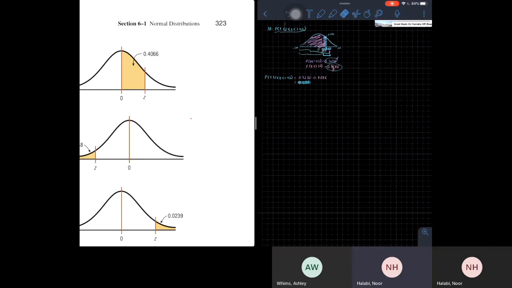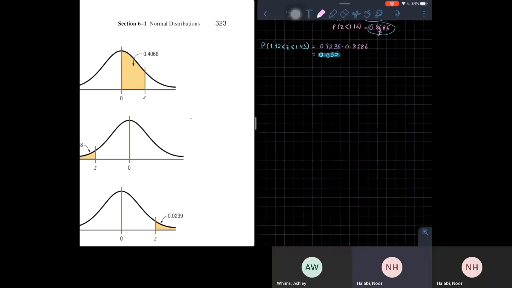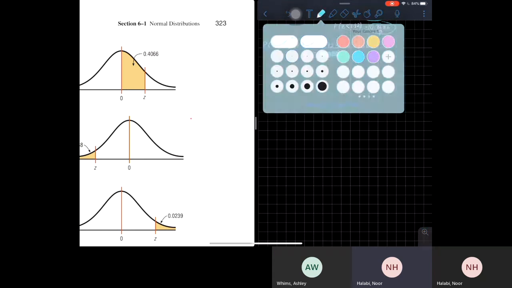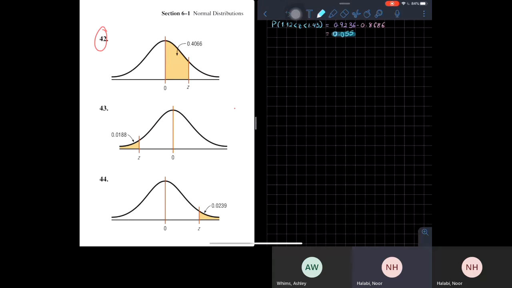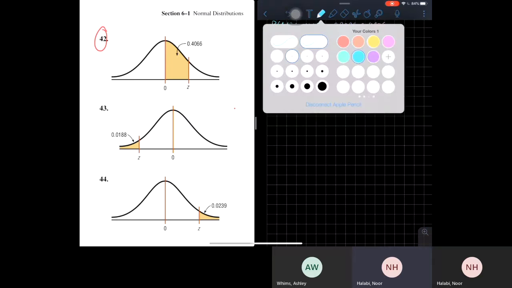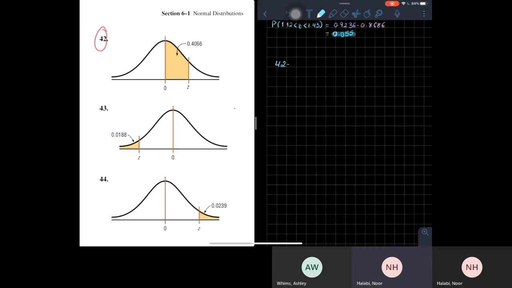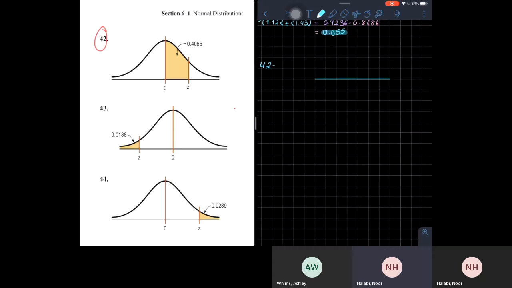Okay. So now we're gonna do still the Bluman 9th edition. This time it's gonna be number 42. Now it's the opposite. Instead of us having to calculate the area between two bounds, we have the area and we're gonna calculate the z-score for it.